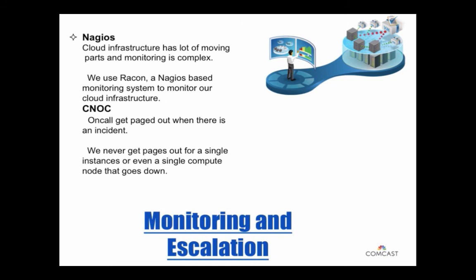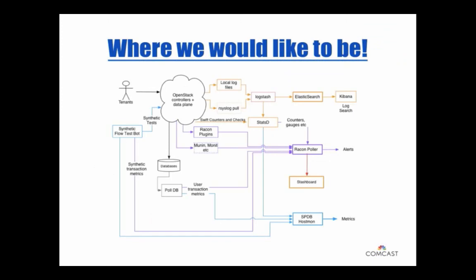Monitoring and escalation. The cloud has a lot of moving parts, and monitoring is complex. We use Raken, a Nagios-based monitoring system, to monitor our cloud infrastructure. Here at Comcast, we use 24/7 eyes on glass when it comes to monitoring. We use CNOC for this monitoring. The on-call will get paged out when there is an incident. However, we never get paged out for a single VM or even a single compute node that goes down. Here's a little diagram of where we would like to be in the near future in terms of monitoring.